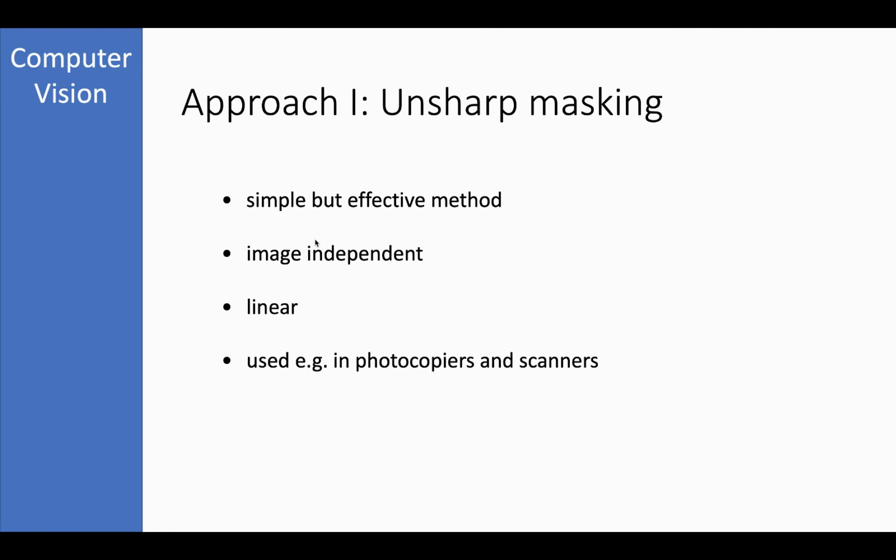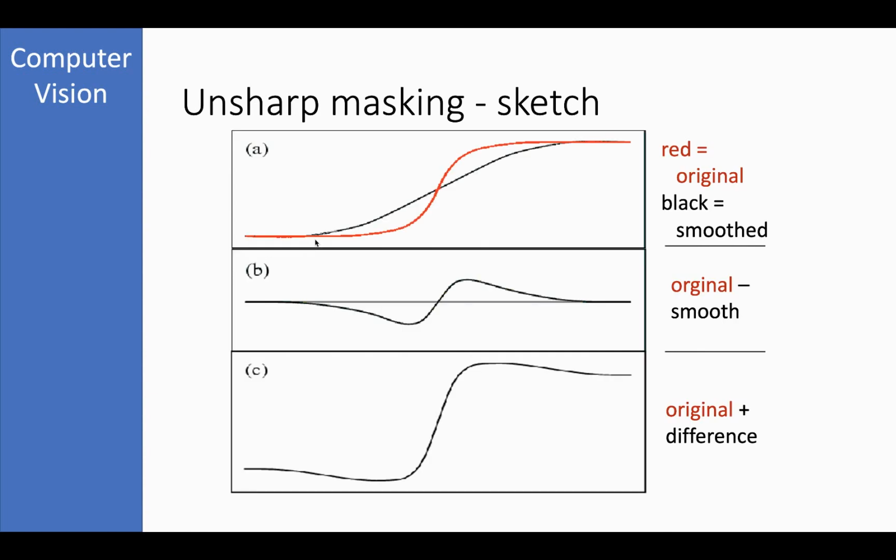Unsharp masking is a simple but effective method. It's image independent, and effectively, it's a linear method. Even today, this simple method is used in photocopiers and scanners around the world. The idea in a sketch looks something like this.